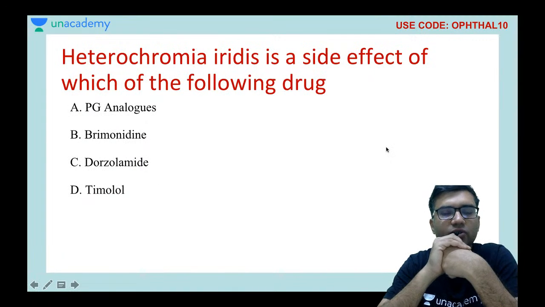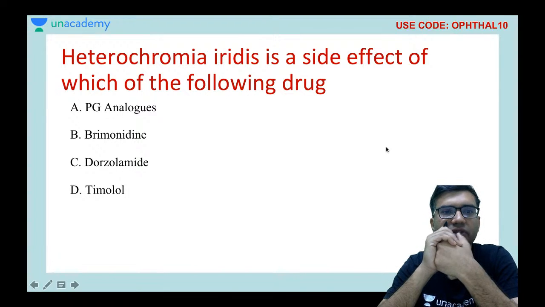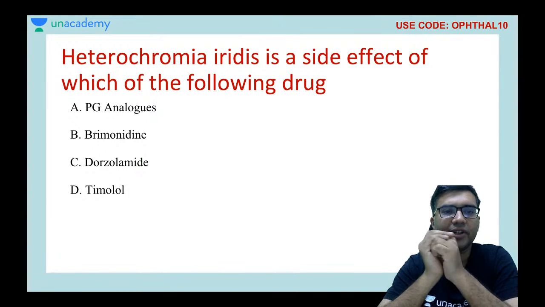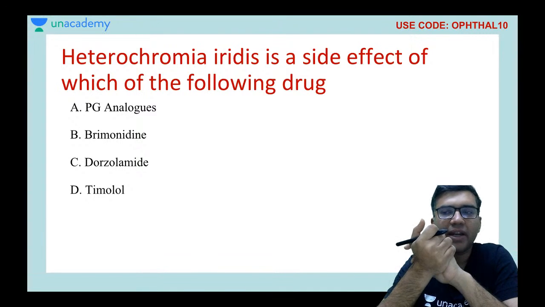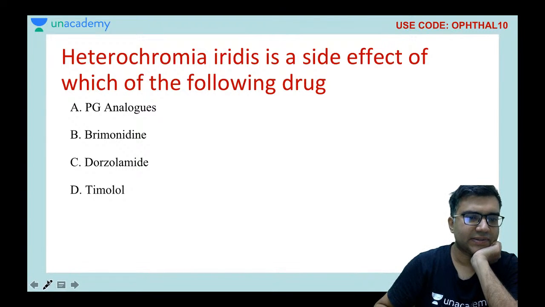Okay, so next question is also a previous year question. Varsha, heterochromia iridis is a side effect of which of the following drugs? Your options are PG analogs, brimonidine, dorzolamide, or timolol. Try to answer.